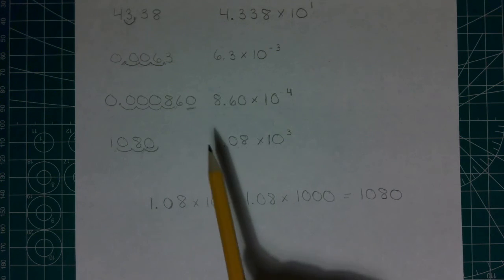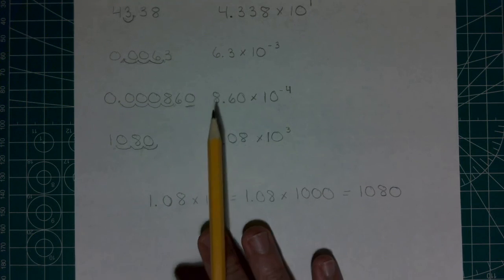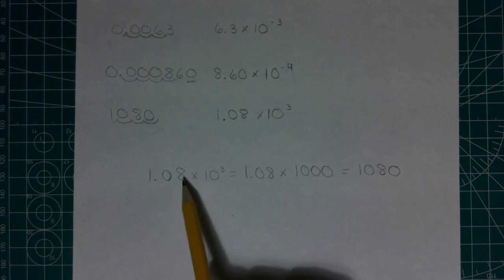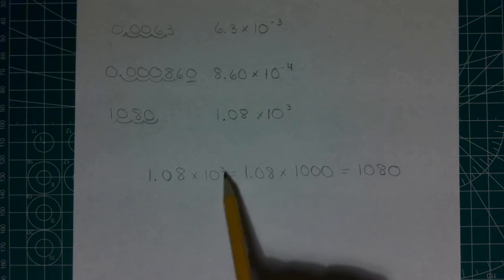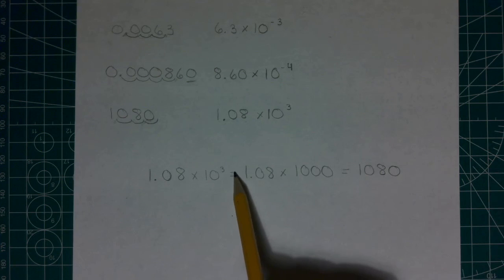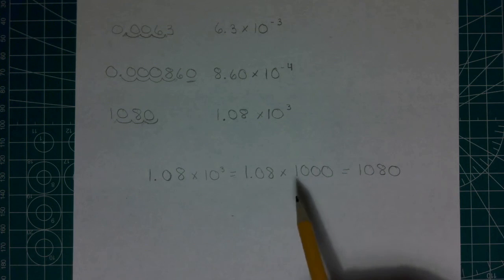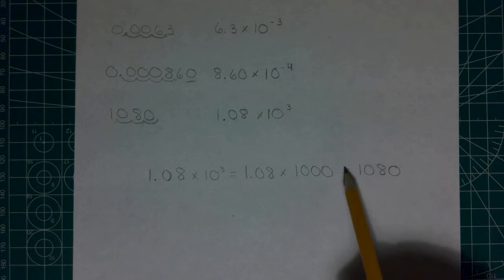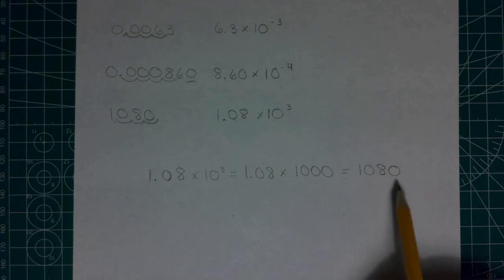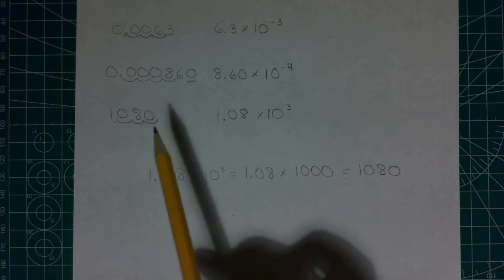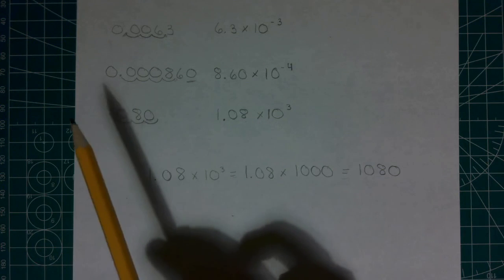And if you're wondering about this form here, well, we can just double check that, right? We can take 1.08, we can multiply it by 10 to the 3. That's going to equal 1.08 times 1,000, because 10 to the 3 is 1,000. And if I do that math out, I get back to my original number, 1080. And I can see that this, in fact, does represent that number.